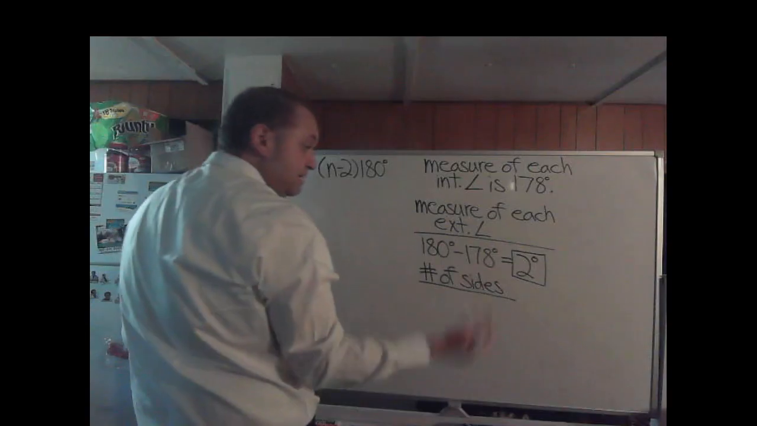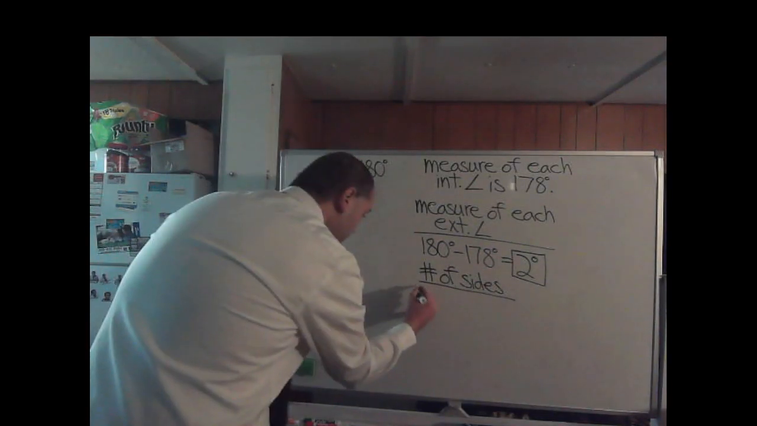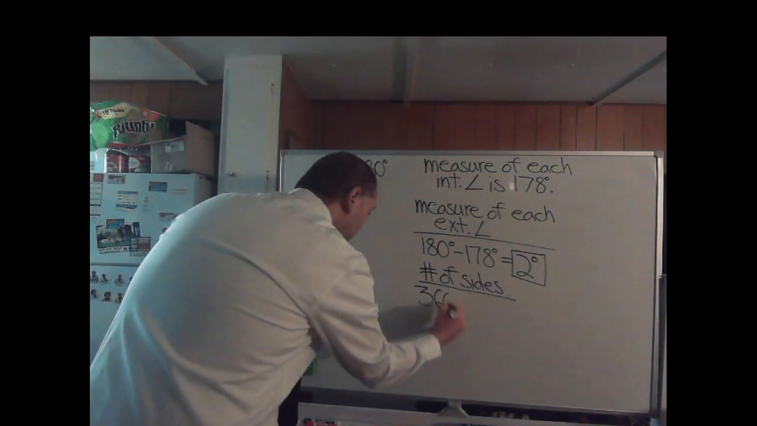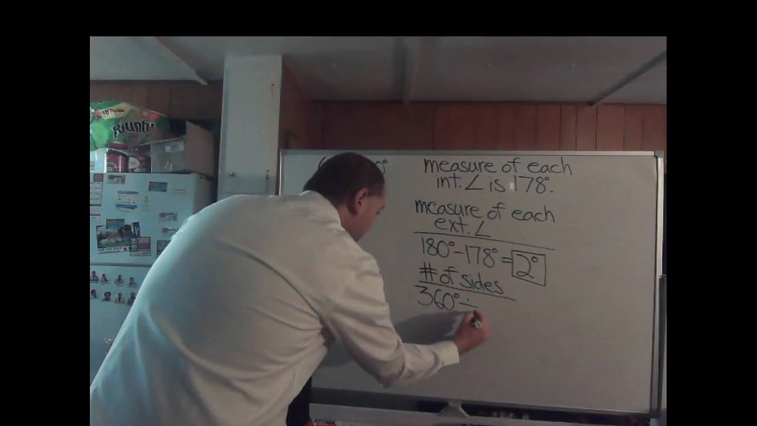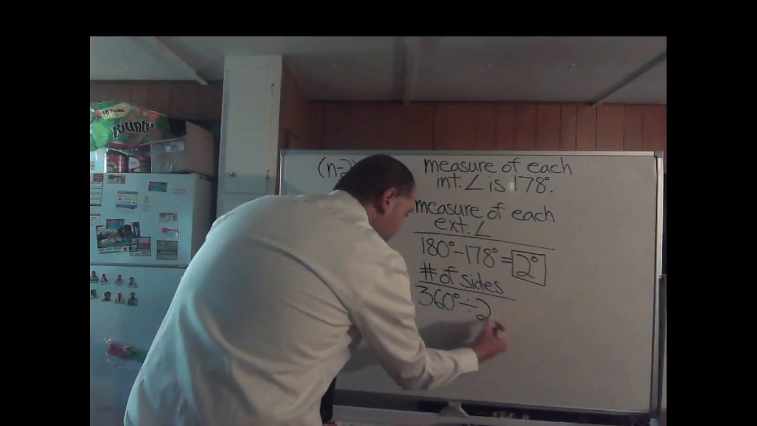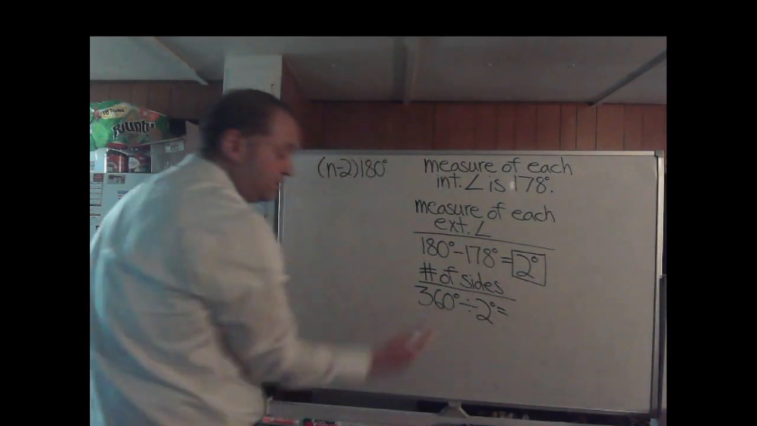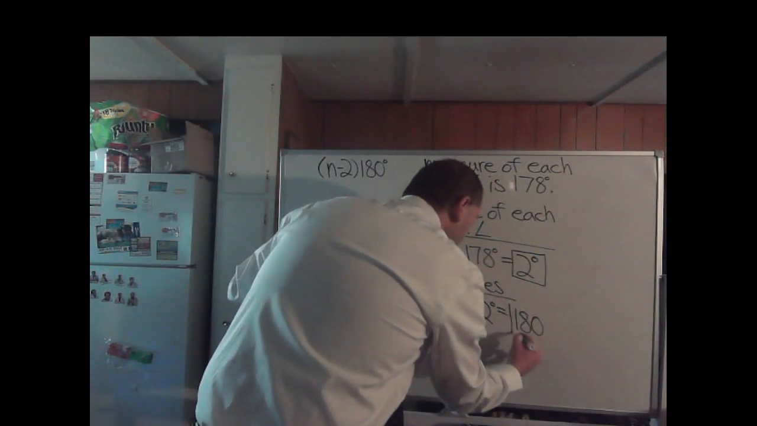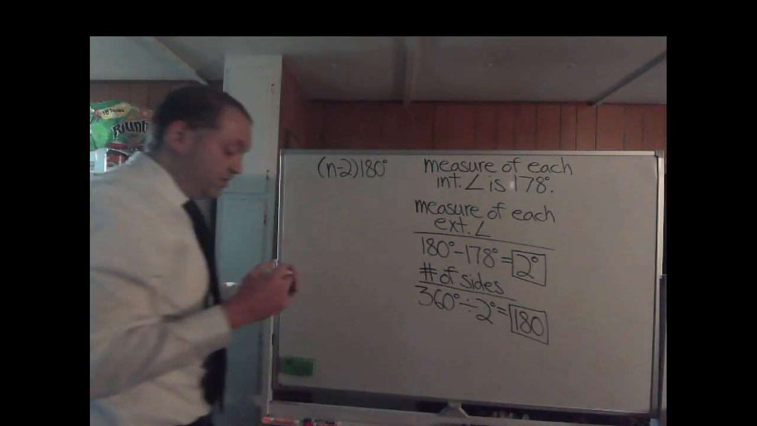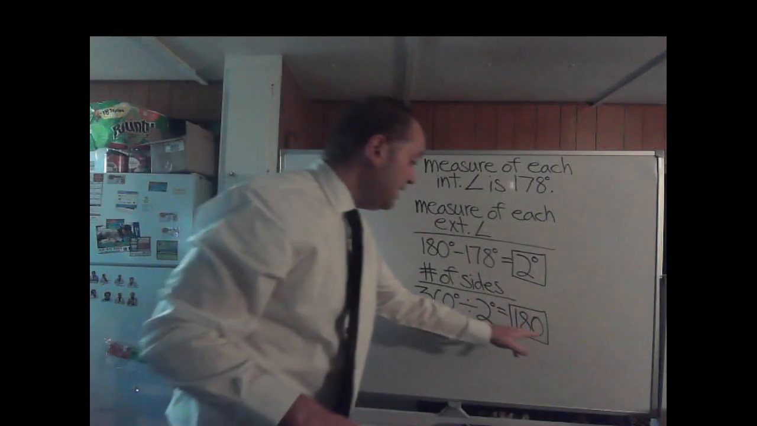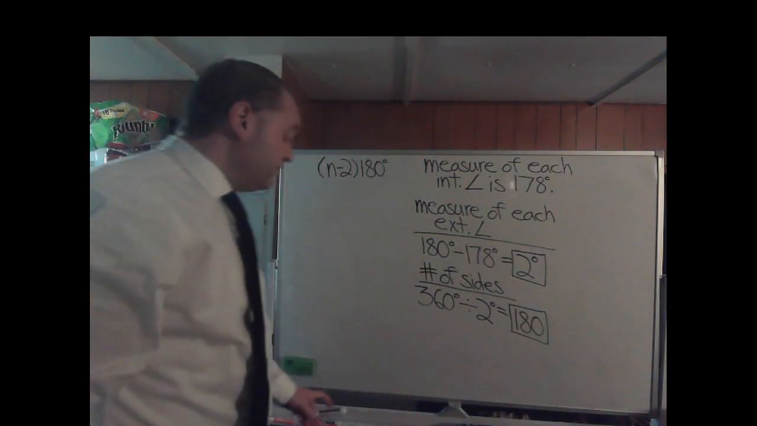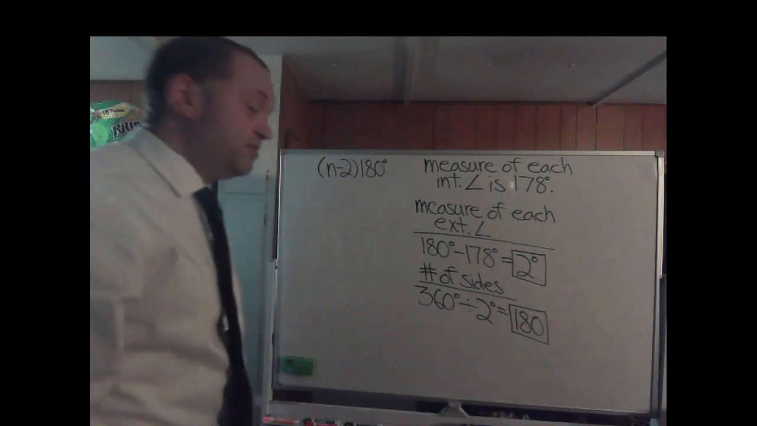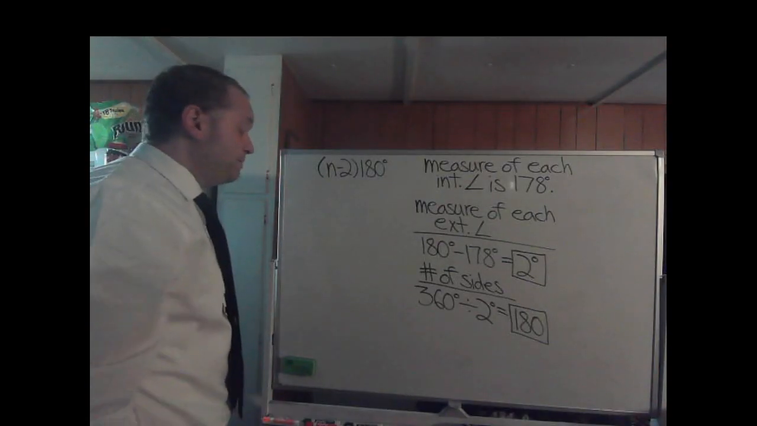You just take the sum of the measure of the exterior angles, which would be 360 degrees, divide that by each exterior angle individually, which would be 2 degrees. Well, 360 divided by 2, that's 180. So this regular polygon has 180 sides. It's a 180-gon, which I can't even imagine what that looks like. That would give me a headache even trying to draw that.